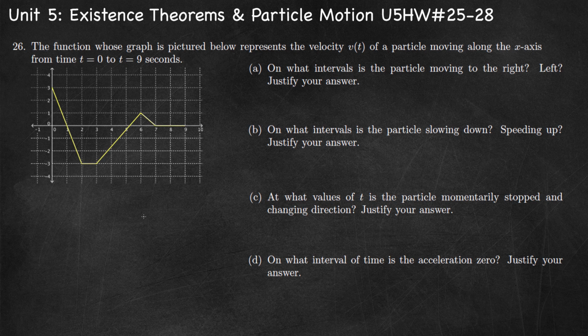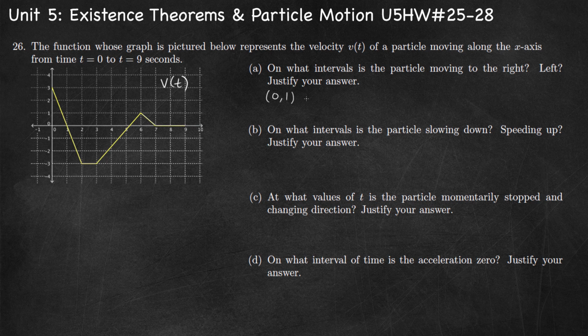Number 26: the function whose graph is pictured below represents the velocity of a particle. Okay, so this is our velocity graph, moving along the x-axis from time t equals 0 to t equals 9 seconds. On what intervals is the particle moving to the right? The particle is moving to the right where the velocity is positive, and that means the graph of velocity is above the x-axis. So the graph is above the x-axis on the interval from 0 to 1.